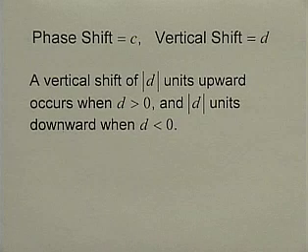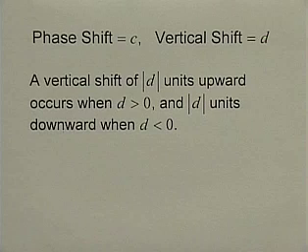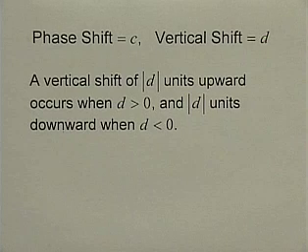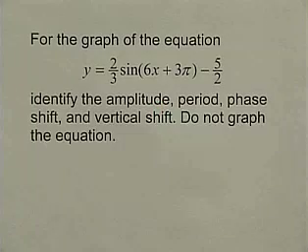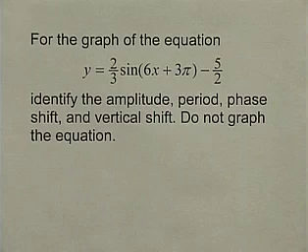A vertical shift of d units upwards occurs when d is greater than 0, and an absolute value of d units downward when d is less than 0. So if d is 2, we move the whole thing up 2, and if d is -2, we move the whole thing down 2. So let's look at a specific equation. For the graph of the equation y is equal to 2/3 sine of the group 6x plus 3 pi, minus 5/2, identify the amplitude, period, phase shift, and vertical shift.